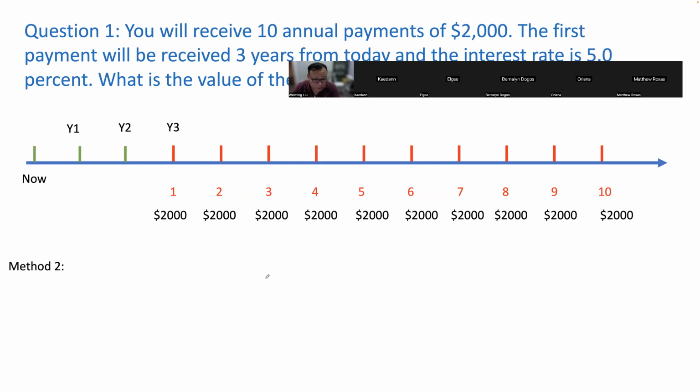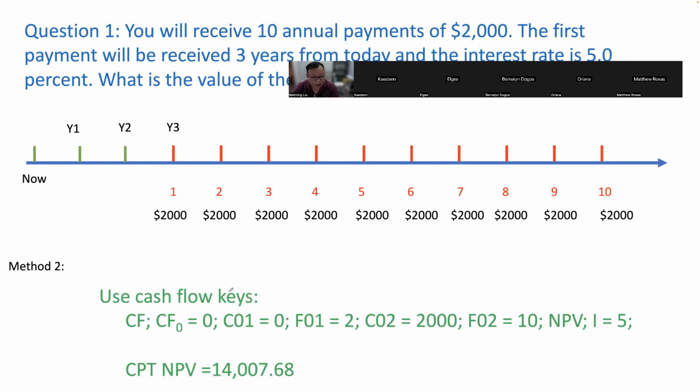What happens is that we have a CF0. What is the CF0? CF0 means the cash flow today. Now, is there any cash flow today? In this case, it's zero. There's no cash flow today, so it's zero.